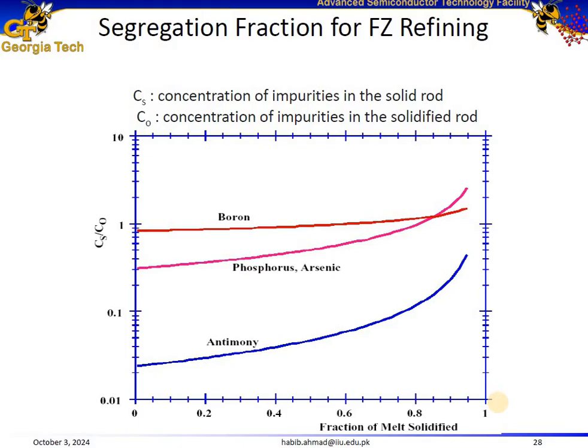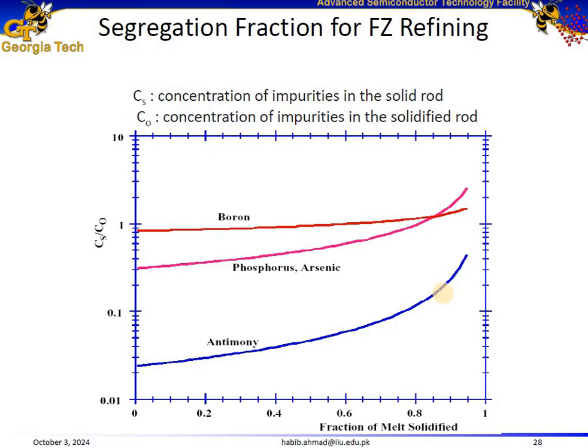Then let's talk about the impurity behaviors, starting with boron. Boron has nearly constant concentration, indicating uniform distribution throughout the solidification. Talking about phosphorus and arsenic, they gradually increase as the solidification process continues, and it's less uniform as compared to boron. And then talking about antimony, antimony has a sharp increase in the concentration near the end of the solidification, indicating a strong segregation towards the end.